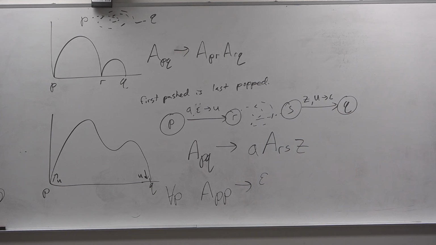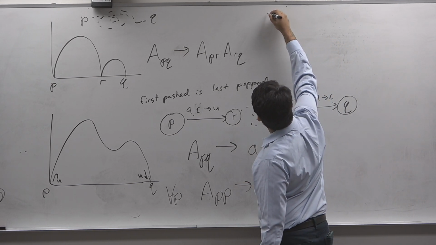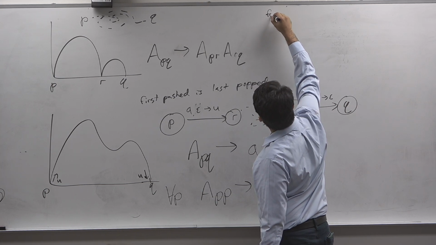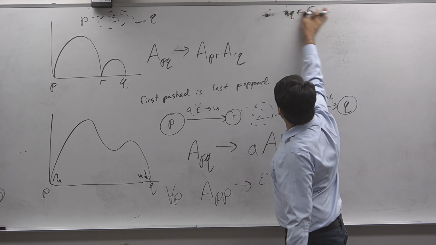And we have our constructed grammar. So here's what we'll do. We say for P, Q in the set of states, we're going to define our grammar. I'll define it formally. Fine.